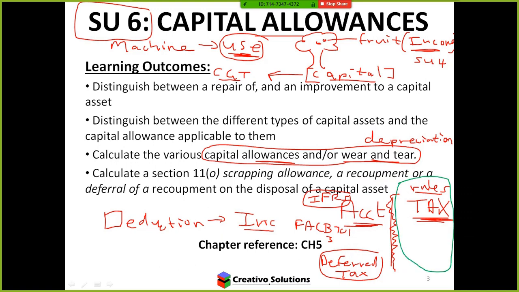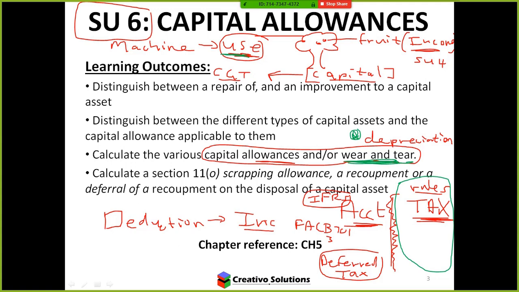I'm just trying to link it to the accounting because you know what depreciation is, so it's easy to understand that. Then we just need to apply it to tax. Wear and tear is what SARS uses to distinguish the expense portion of the use of the asset. And that's what you're going to be using as a capital allowance.